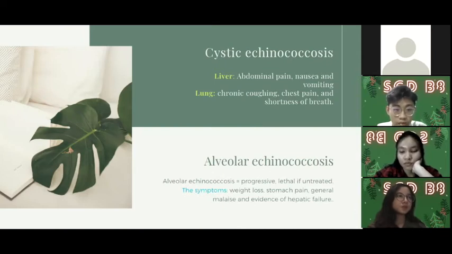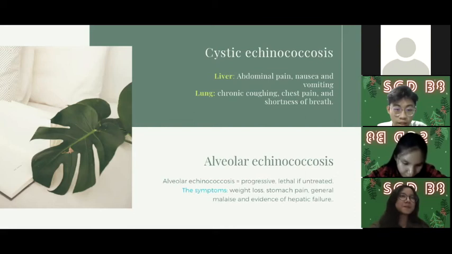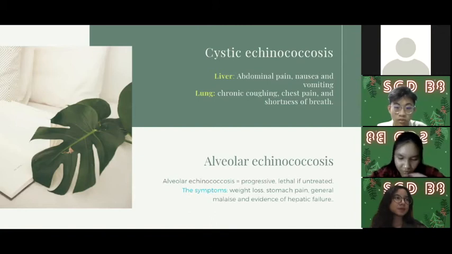And the next one is alveolar echinococcus. Alveolar echinococcus is characterized by an asymptomatic incubation period of 5 to 15 years, as well as the gradual growth of a primary tumoral-like lesion that is normally found in the liver. Alveolar echinococcus is progressive and lethal if left untreated. The symptoms include weight loss, stomach pain, general malaise, and evidence of hepatic failure.